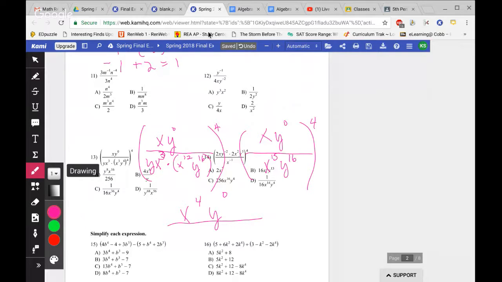Okay? You want to keep writing all that stuff down. And now I've got 4 times 15. So that's going to be what, 60? And then y to the 64 because 16 times 4 is 64. So now I've taken care of that. And now I have to simplify within the fraction bar. So I've got 4 minus 60. So that's going to be negative 56. So that leaves that in the bottom.